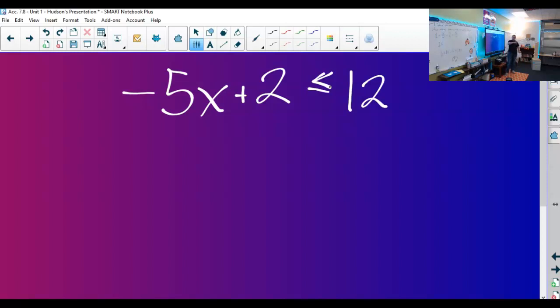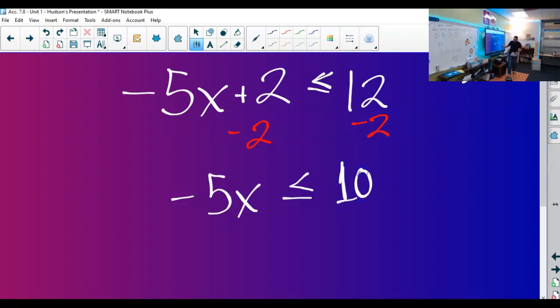So, like Simon did, we could. Yeah, everything would divide, though, and that feels like this might get a little tricky. 2 divided by 5. So, the 2 is safer. Both would work, but the 2 is the safer route. So, we subtract that 2. Negative 5x less than or equal to 10.